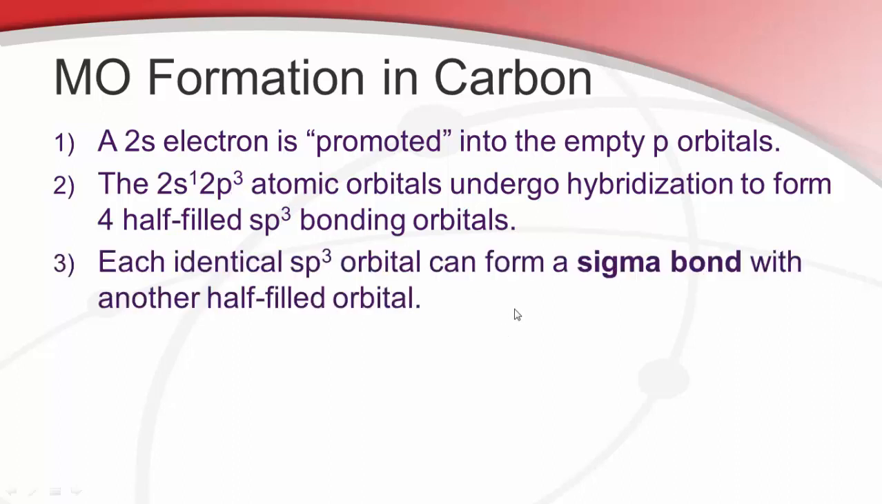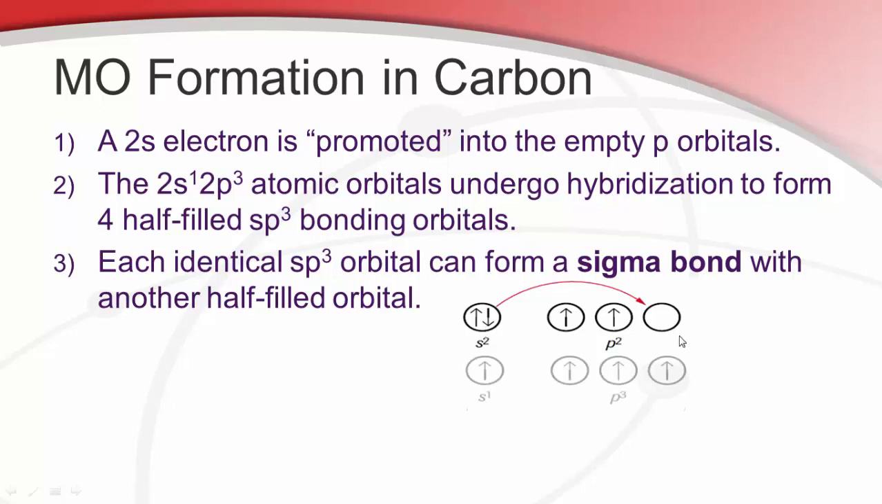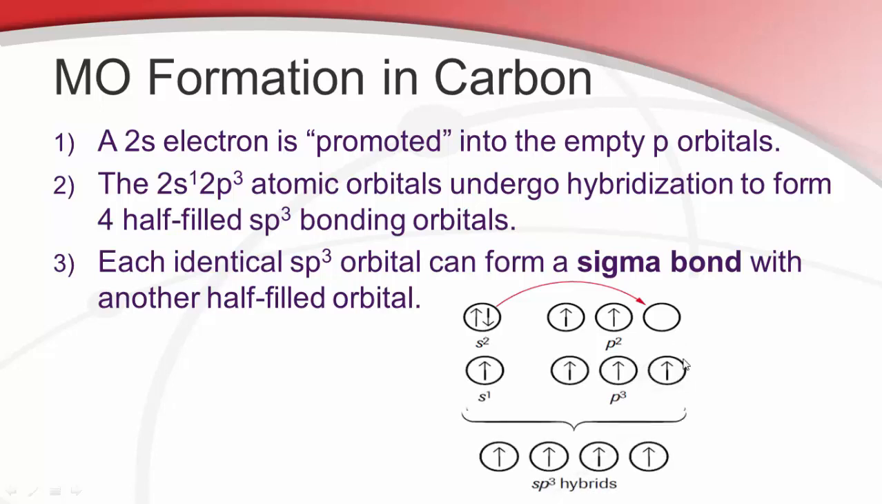And once we've done this, all 4 of the orbitals become identical, and each of these new sp3 hybrid orbitals can form a sigma bond with another half-filled orbital. So we can visualize it kind of like this, where one of these electrons gets pushed over to here, and then their energy is made consistent. We'll get another better graphic of that in a little bit. So we wind up with, instead of 1s and 3p, we have 4 sp3.